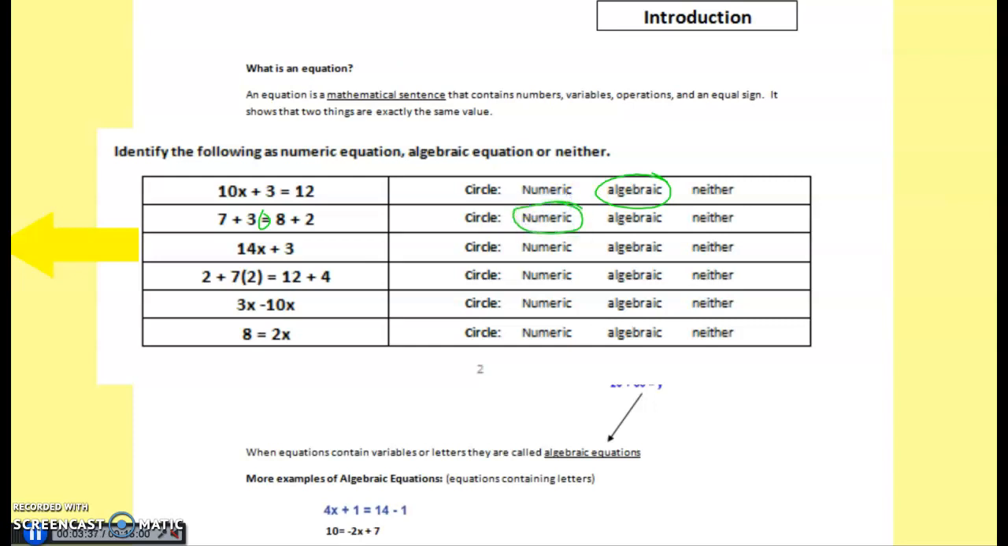Take a look at the third one there, 14x plus 3. Is it an equation? What am I missing? I don't have an equal sign, so this would be an example of neither, so don't be tricked. If it does not have an equal sign, it's neither numeric nor algebraic because it's not even an equation. So what I want you to go ahead and do is finish out those last three for me.